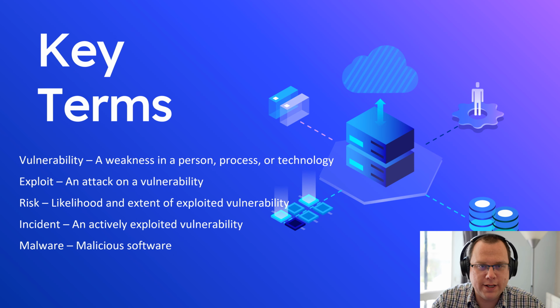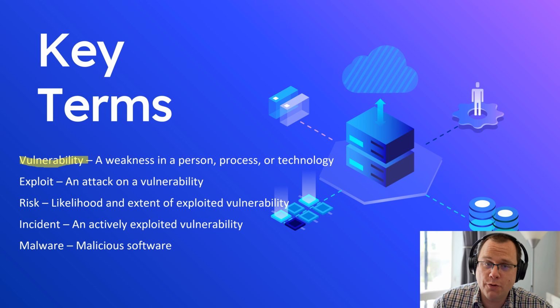Okay, so within the GRC Masterclass, there were 5 key terms that were brought up that are consistently used within the cybersecurity field. So we've got vulnerability as the first one, which is a weakness that could be in a person, process, or a technology. You've got an exploit, which is an attack on one of those vulnerabilities. You've got a risk. Now, a risk is the likelihood or chance and the potential extent of damage of one of those exploited vulnerabilities. You've got an incident, which is an actively exploited vulnerability.